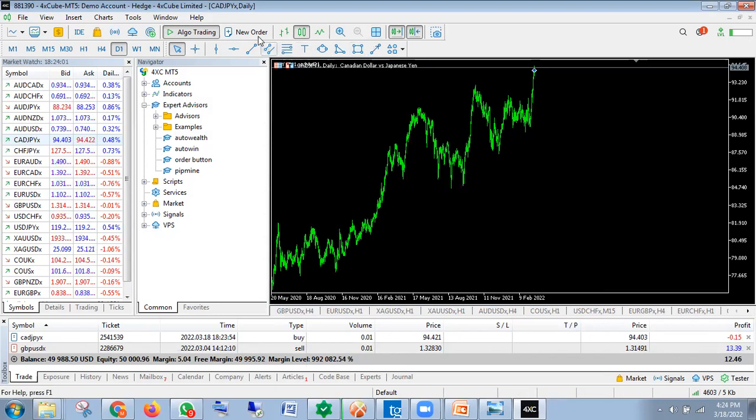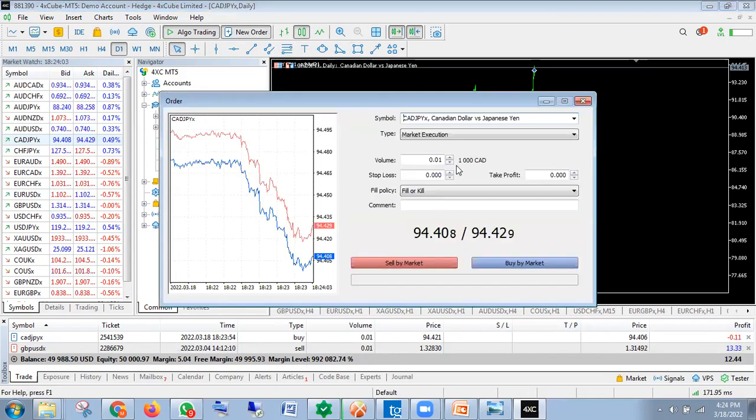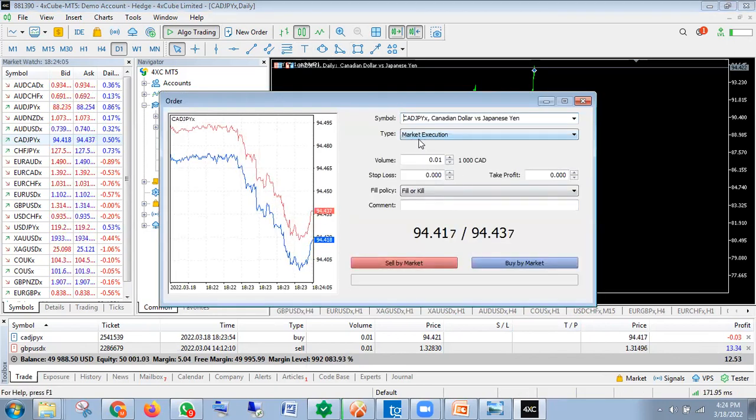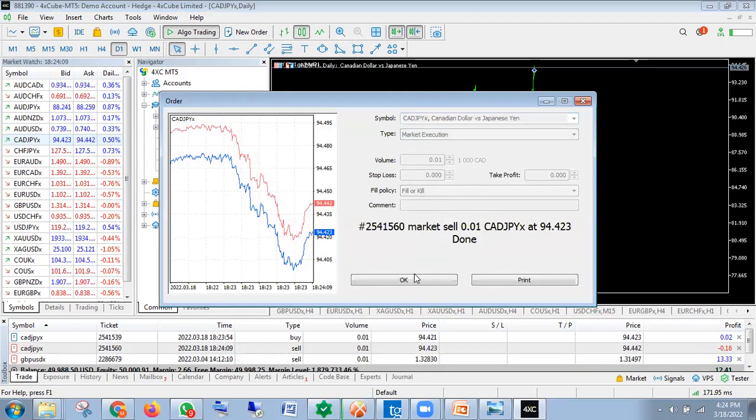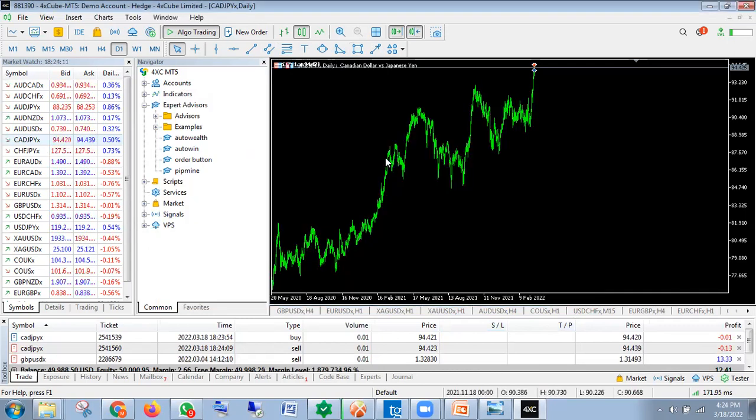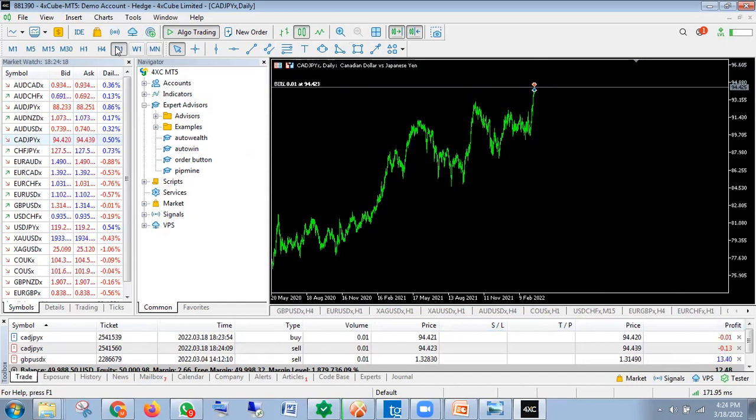Okay, let me sell also. New order, instant execution. This is what we call market execution; some other brokers will call it instant execution. I click on sell. So I'm buying, I'm selling. This is urgent execution.